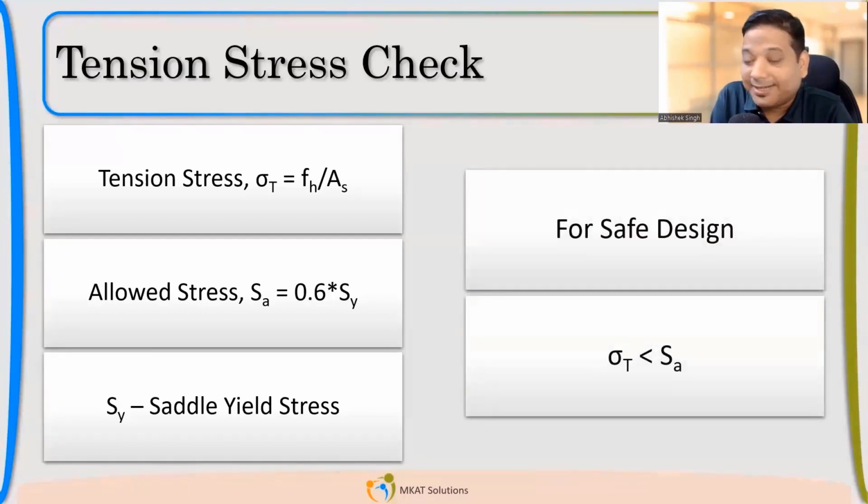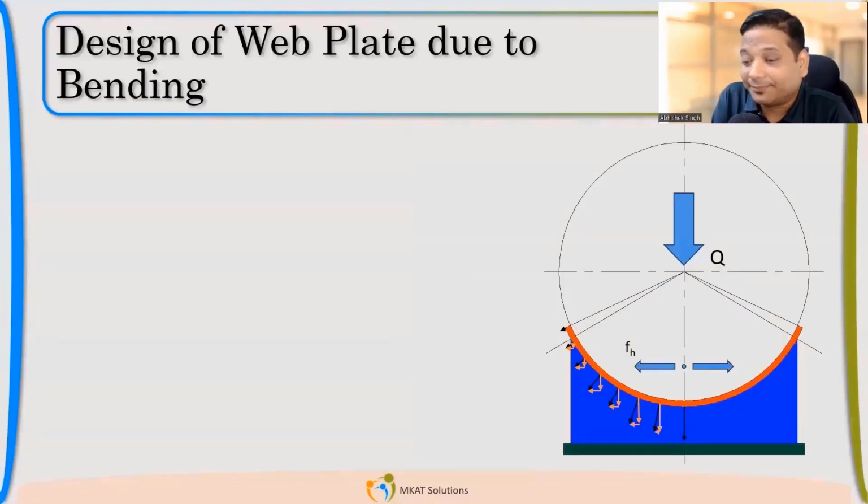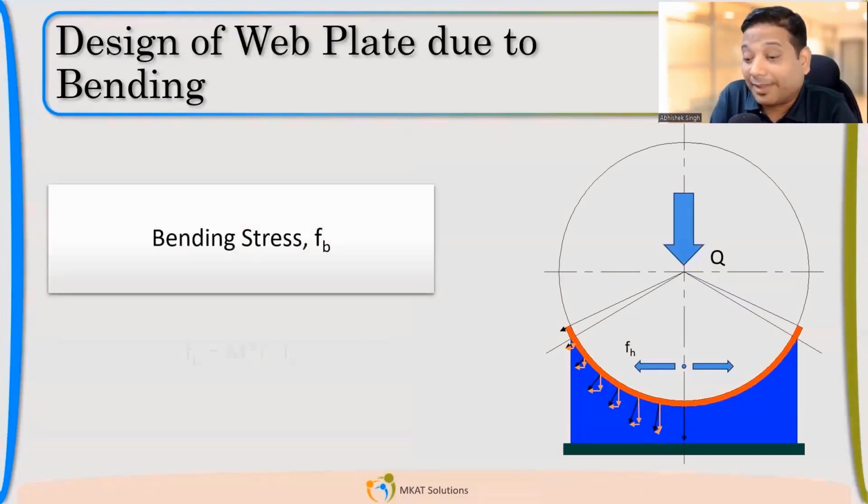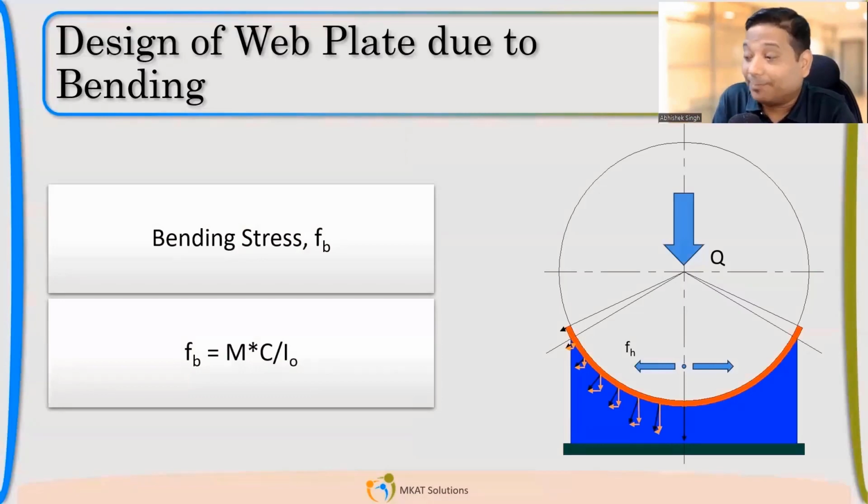So tension, we checked. If it is lower than SA, we are safe. Now let us talk about bending. Bending will be because of this FH. FH is trying to separate your saddle. FH we already know. Because of that FH, we can calculate the moment, right? If I'm able to get the distance of FH, which we have not calculated till now, that is, the distance where FH is acting, I can multiply FH with that distance. That will give me the moment.